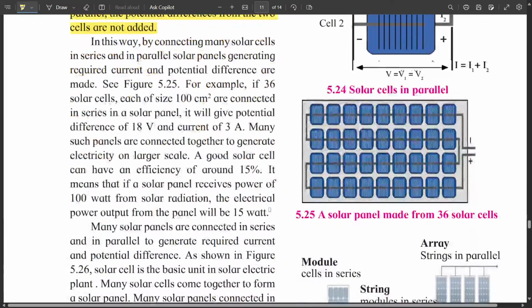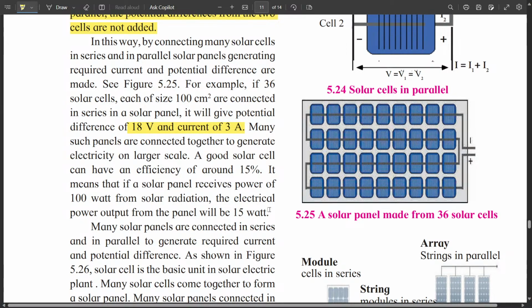In this way, by connecting many solar cells in series and parallel, solar panels generating required current and potential difference are made. In figure 5.25, for example, if 36 solar cells, each of area 100 square centimeter, are connected in series in a solar panel, it will give you a potential difference of 18 volts and 3 amperes. Many such panels are connected together to generate electricity on a larger scale.